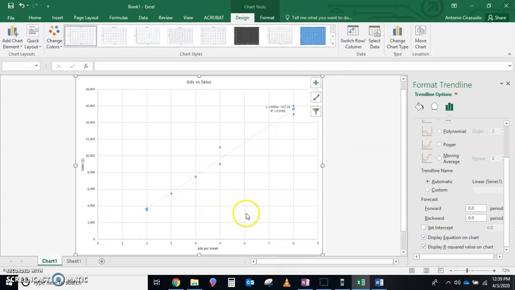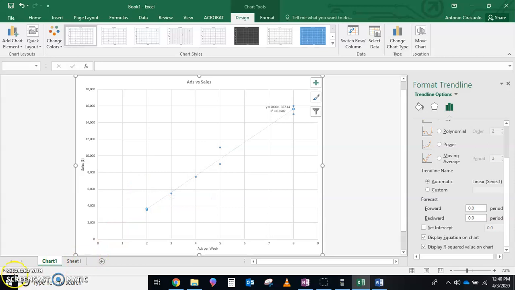Anyways, it's pretty straightforward, right? Adding the trend line. And so here's our model, right? And the question was, if we had 4 ads, what would we expect in terms of sales? We go across, and that's where that number is, that's 7,600 and change.